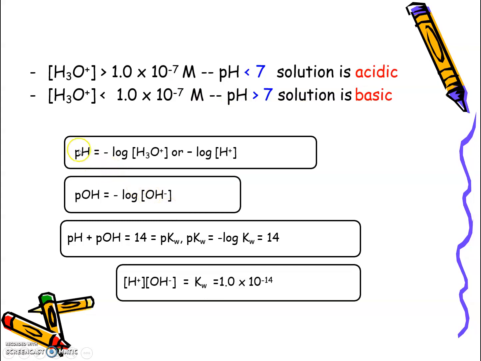Okay, so these are the formulas. pH equals negative log H+, pOH equals negative log hydroxide. Next formula, pH plus pOH equals 14. Then concentration H+ times concentration hydroxide equals 1.0 times 10 to the power of -14 molar.